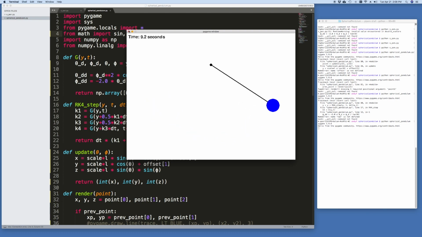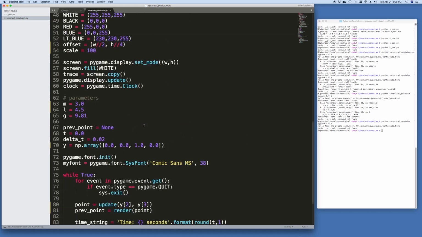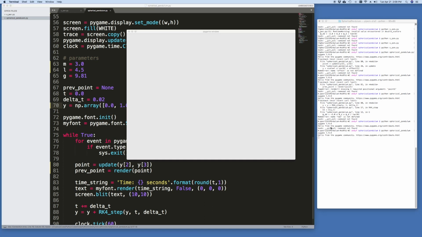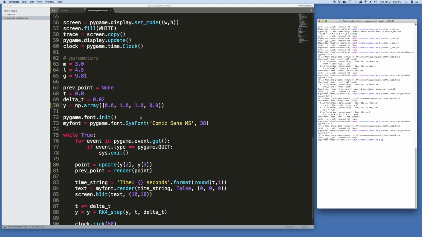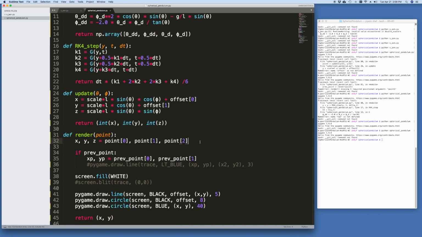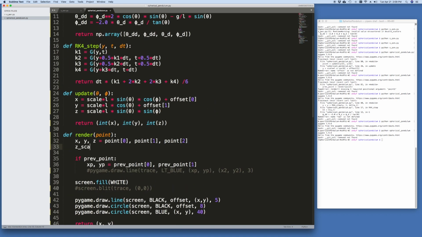All right, let's see what happens when phi dot now is non-zero. So let's go back to our initial state and let's make this 1. So phi dot is 1 radian per second, and let's run that. Yeah, so it looks... You know what I think we should do is scale the size of the pendulum bob so that as the z direction, as it moves away from us, it gets smaller, and towards us it gets bigger. We'll use the z coordinate as a way to scale the bob. So let's go, we'll do that in the render routine, and we'll do it right here. We'll call it a z scale.